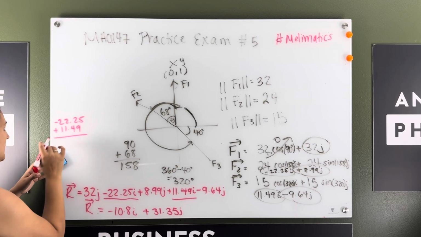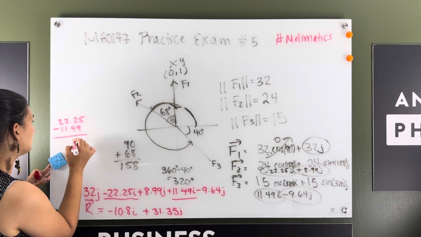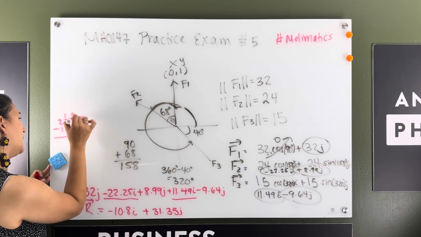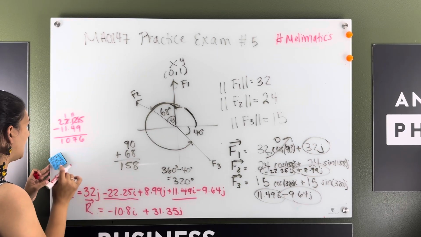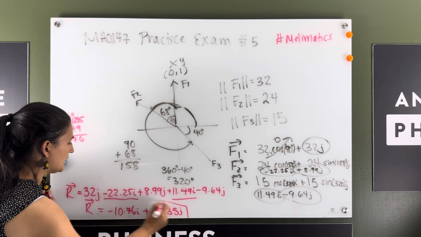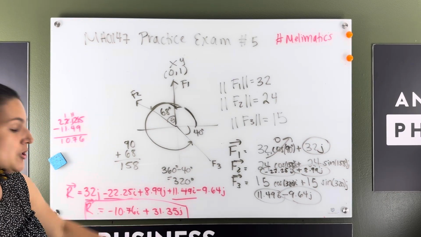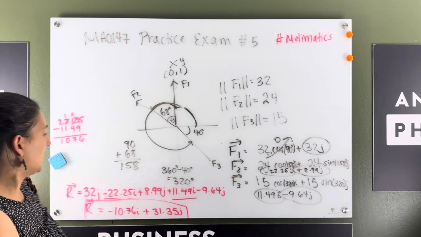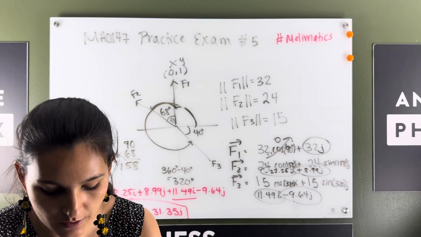Okay, so obviously it's negative, so I'm going to subtract. I got negative 10.76. Okay, and that's our answer. The book got negative 10.8i plus 31.3j. So we did even better, and we got 2 decimal places, which is the hundredths place, and we got the correct resultant force vector.